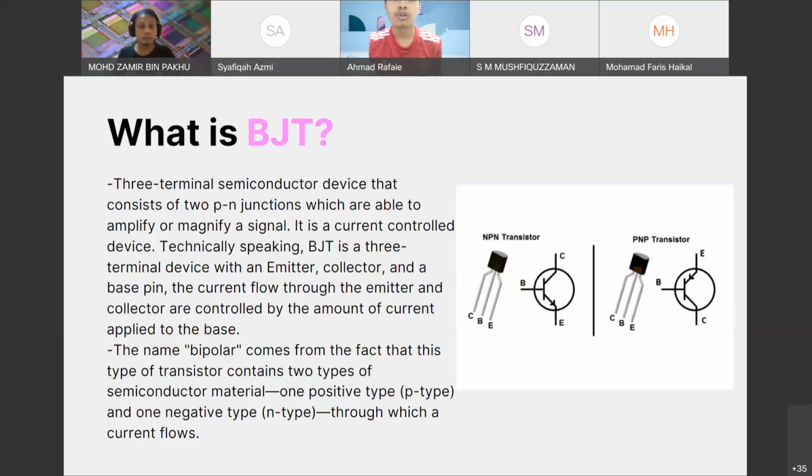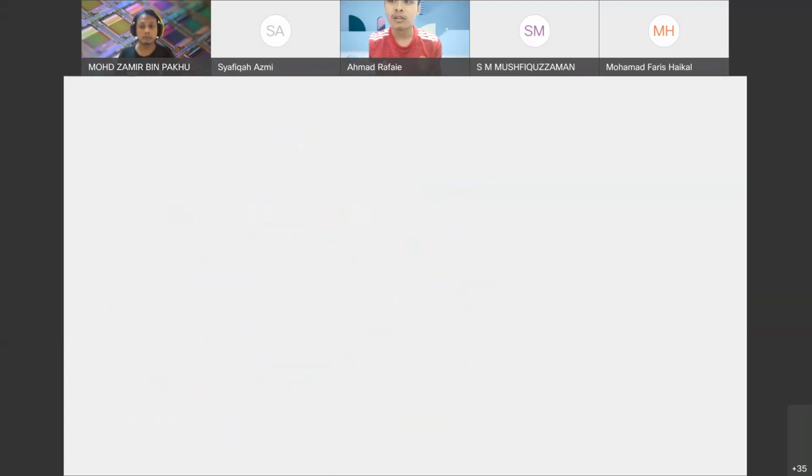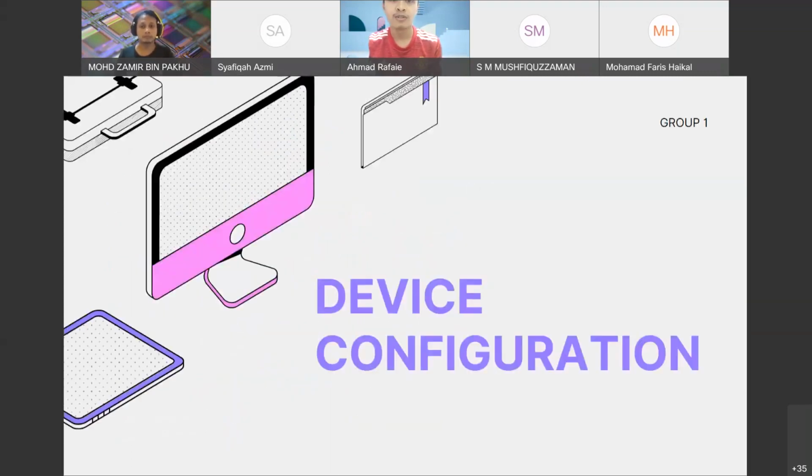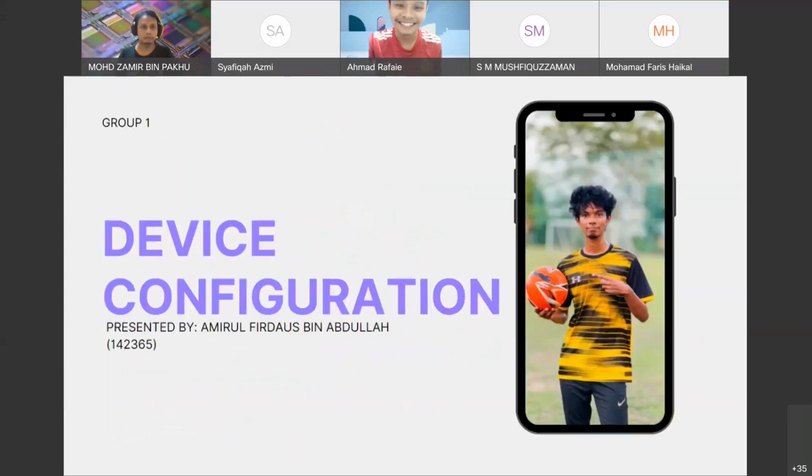To go into more detail about how these devices operate and how the configuration of the device works, it will be taught by Amirul Firdaus. So take it away.